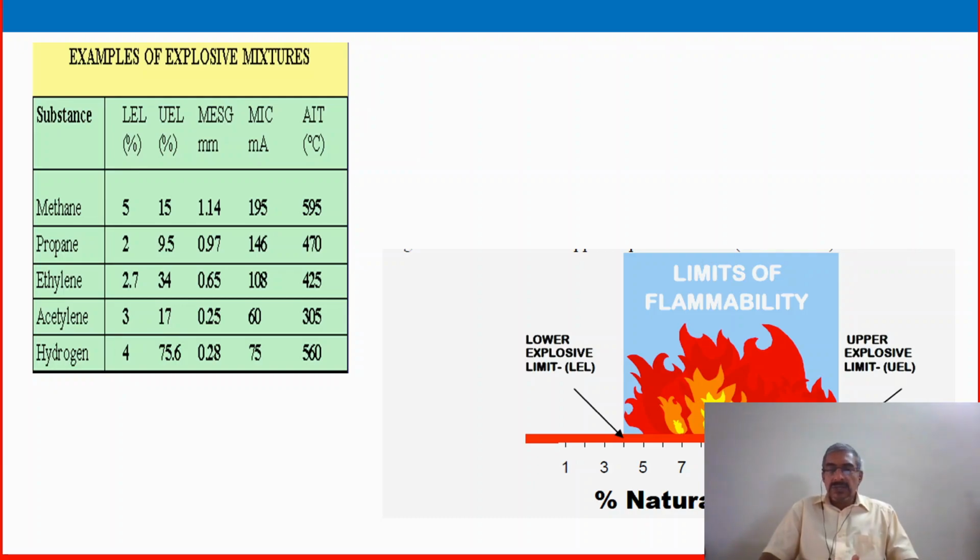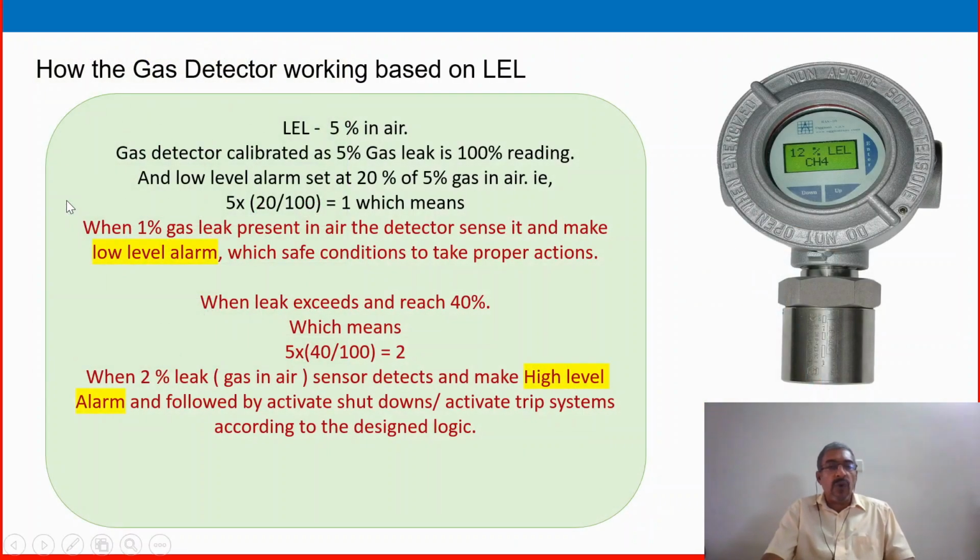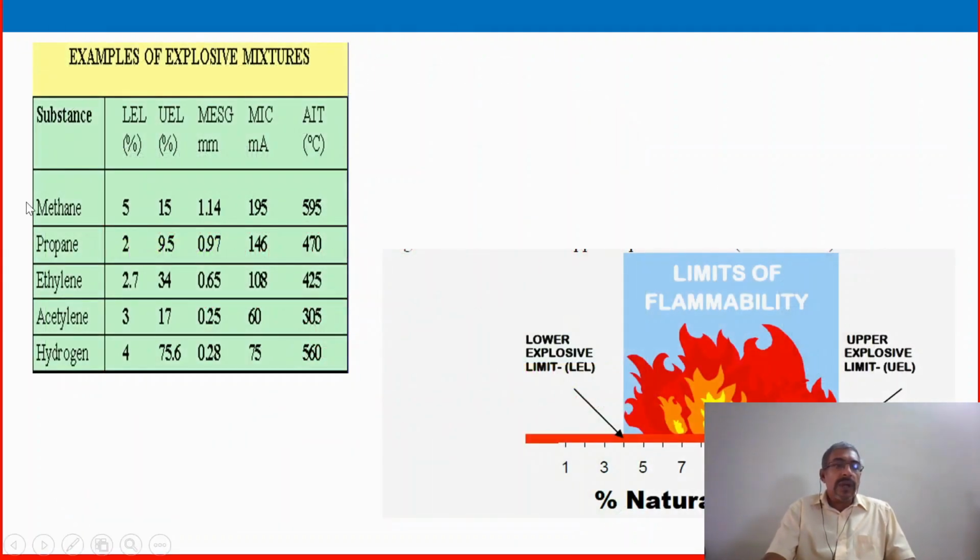If we review this picture, methane is a hydrocarbon, the first element in the hydrocarbon family, CH4. CH4 is methane. If a methane leak is in the air and reaches a particular level, say 5% leak in air, it is ready for an explosion or fire. That is called the lower explosive limit, LEL.